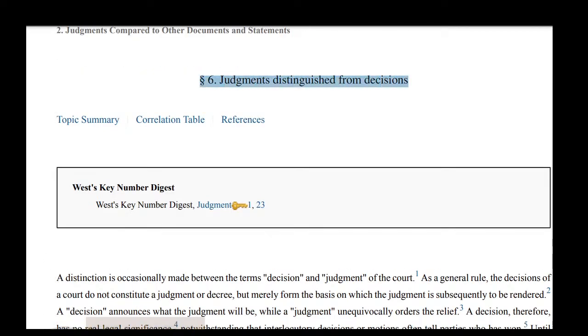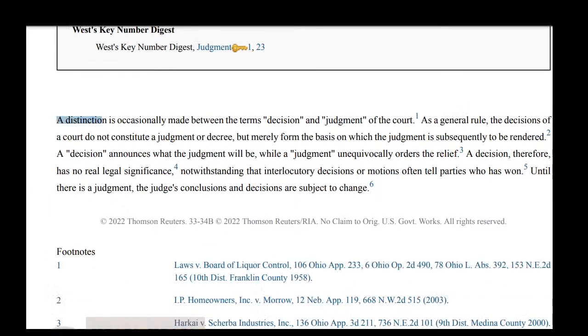All right, we're on to judgments distinguished from decisions. A distinction is occasionally made between the terms decision and judgment of the court. As a general rule, the decisions of a court do not constitute a judgment or decree, but merely form the basis on which the judgment is subsequently to be rendered. A decision announces what a judgment will be, while a judgment unequivocally orders the relief.